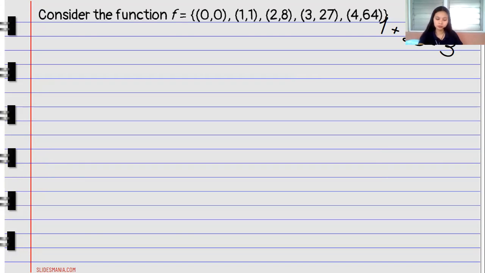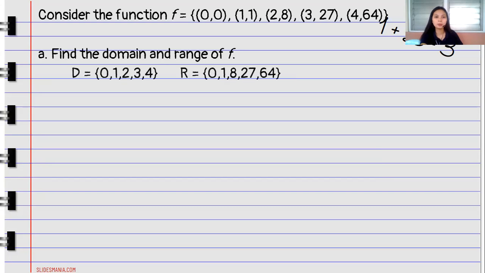So, consider the function. So, we have the following ordered pairs po. (0, 0), (1, 1), (2, 8), (3, 27), (4, 64). Find the domain and range of f. So, paano natin na-identify? Siyempre, ayan lang po. Separate lang natin si x and y. Ang domain natin is 0, 1, 2, 3, and 4. Ang range po natin is 0, 1, 8, 27, and 64.